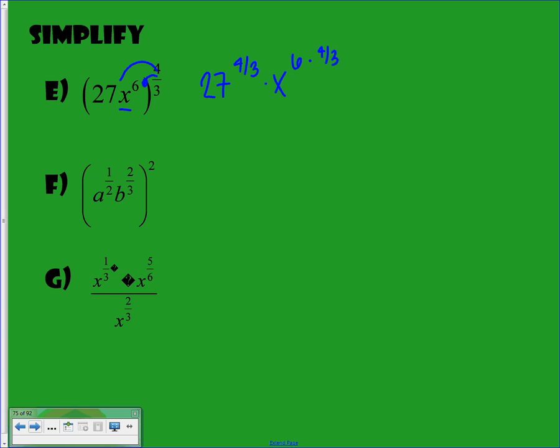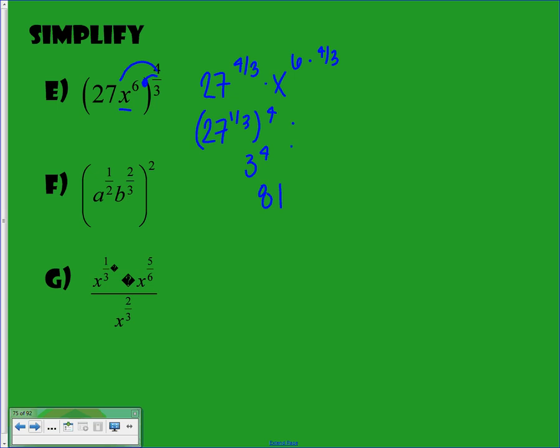I'm going to write this all out so that you can see your process later. You might be able to skip some of these steps later, but for right now we're going to go through them all. If I do this in 2 parts, the 27 and the x are separate. So 27 to the 4/3 would be 27 to the 1/3, and then that to the 4th. 27 to the 1/3 is 3, and then 3 to the 4th gives me 81. So the 27 to the 4/3 turns out to be 81.